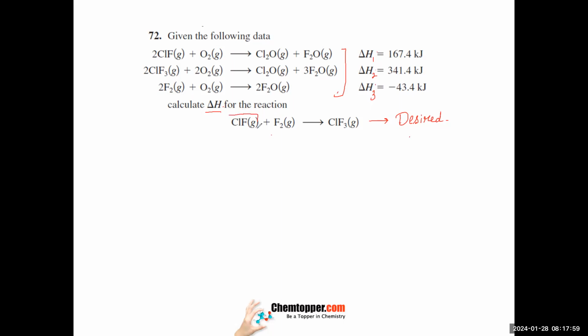So from where can I get this? And what should I do? Yeah, answer all of you, please. Focus on this. Which equation is giving me ClF? Which equation is giving me ClF? Equation 1, 2, 3. Dhruv is saying 1. Is he right?